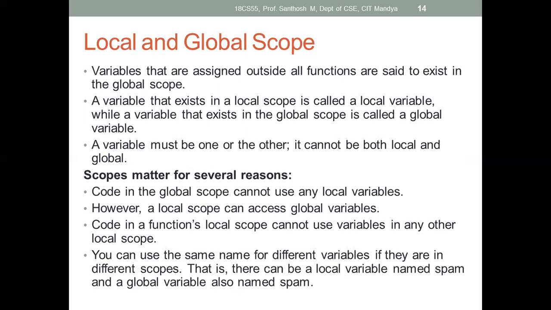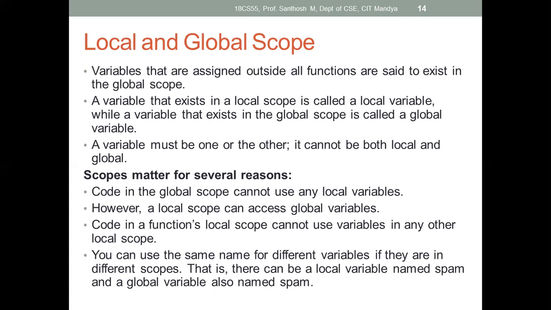But if you want to create a variable that can be accessed by the entire program, that all the functions in the program can access, then you have to declare that variable outside the function, inside your program. Outside the function, it can be accessed by all the functions within your program. That one we call global scope.